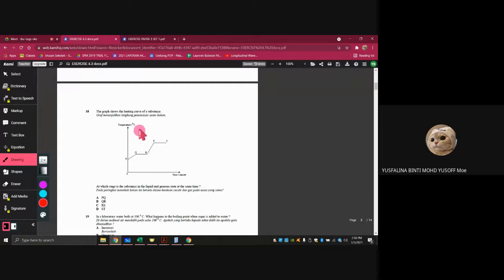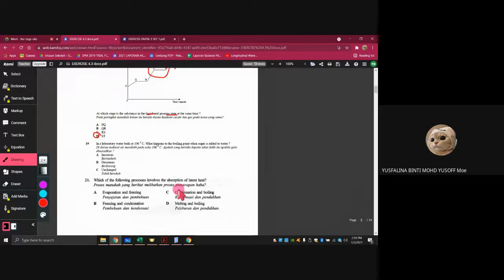For number 18, the graph shows the heating curve of the substance. At which stage is the substance in the liquid and gaseous state at the same time? This one should be S, T. Later it will become gas. So the answer is D.